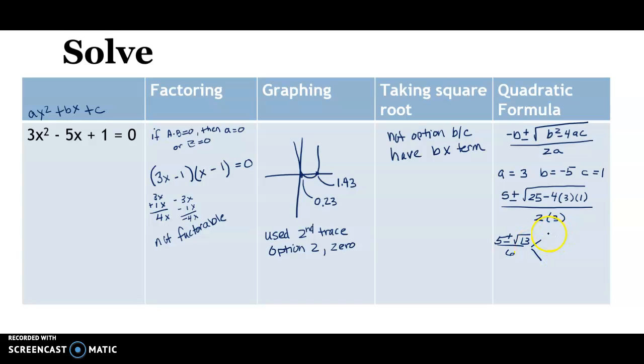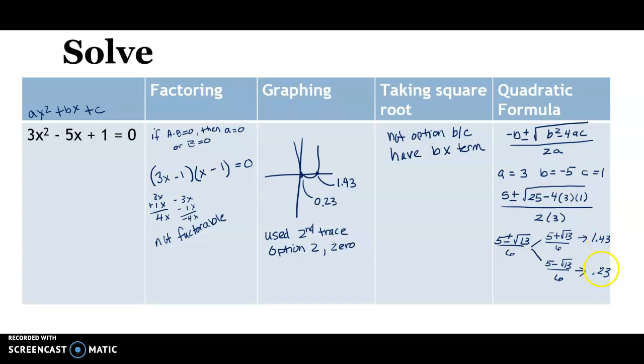So my one answer is 5 plus root 13 all over 6. And my other answer is 5 minus the square root of 13 all over 6. And so those are my two separate answers. And then I can go to my calculator and get decimal approximations. So I would type on my calculator 5 plus the square root of 13, take that answer, divide by 6, and that would be approximately 1.43. And do this math on my calculator, and that would be approximately 0.23.